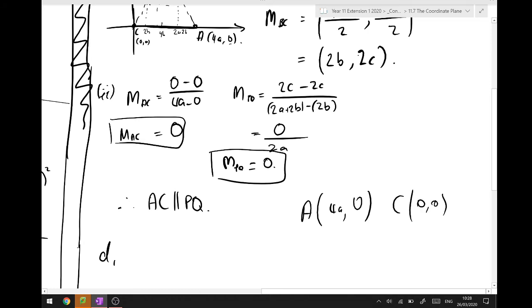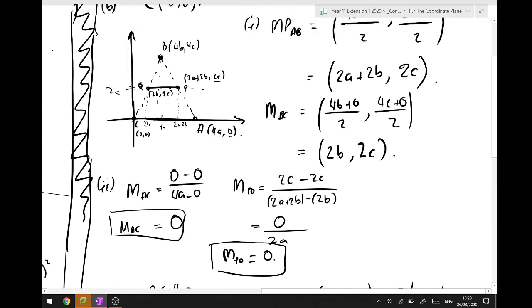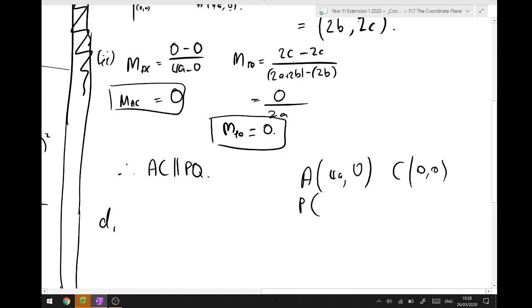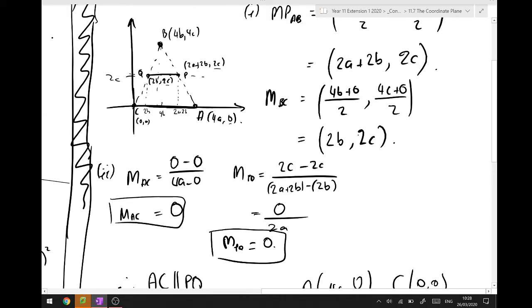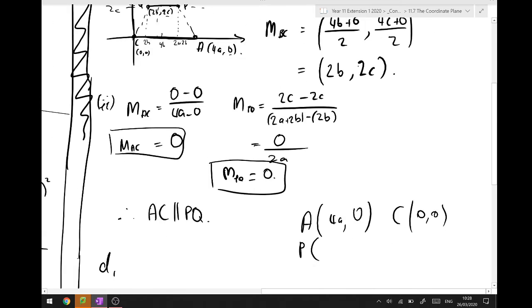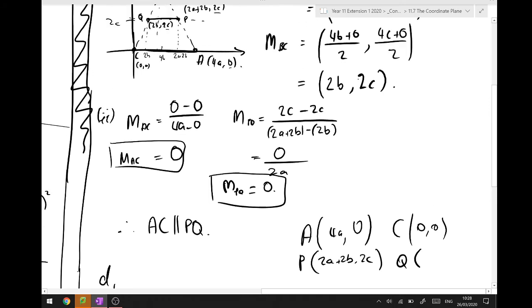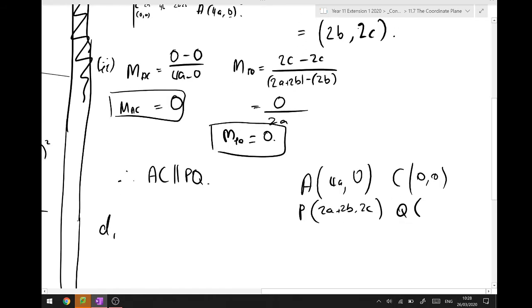And the midpoint of AB, which is P, and the midpoint of BC, which is Q. So P is (2a plus 2b, 2c), and Q is equal to, I think, (2b, 2c).